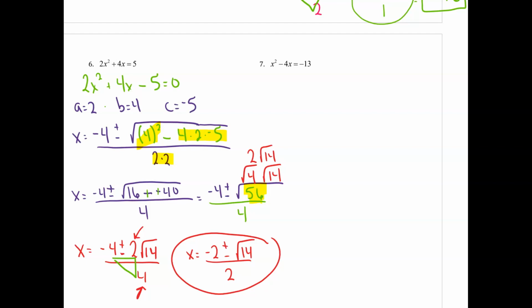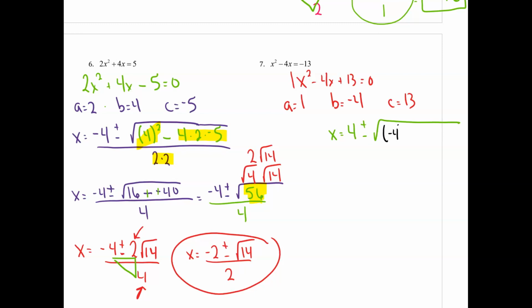All right, last one. So number 7, again, this is not in standard form, so I'm going to move the 13 over. So it becomes x squared minus 4x plus 13 equals 0. Let's identify a. There's an understood 1 here, so that's 1. b is -4, and c is a positive 13. And now it's going to go x equals opposite b, so 4 plus or minus square root.